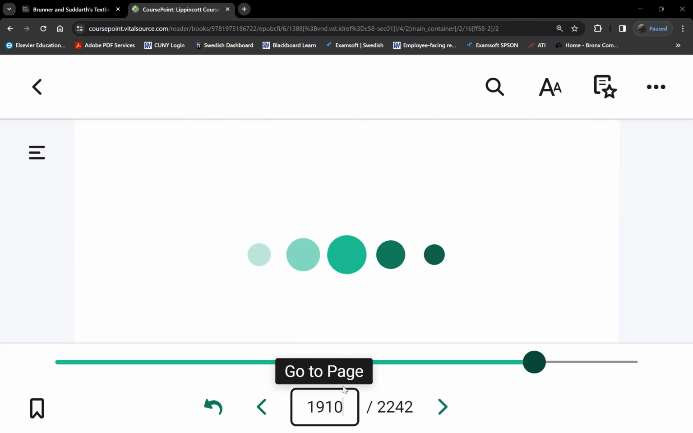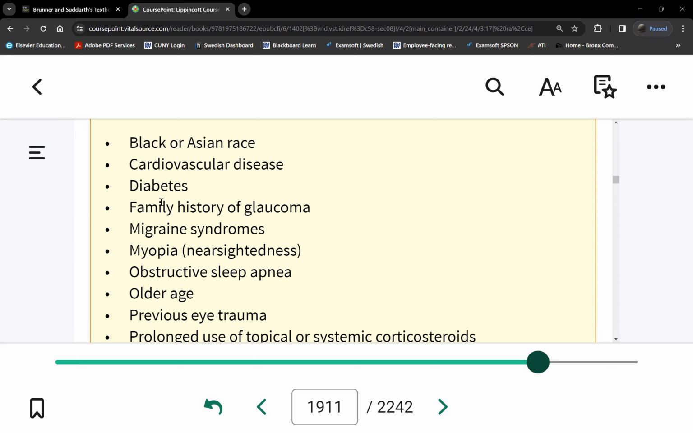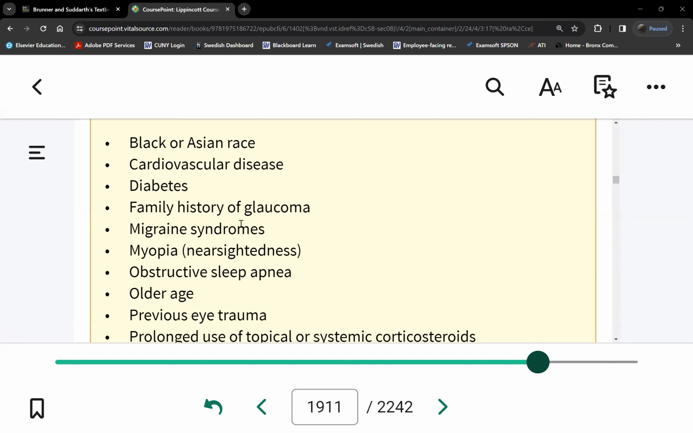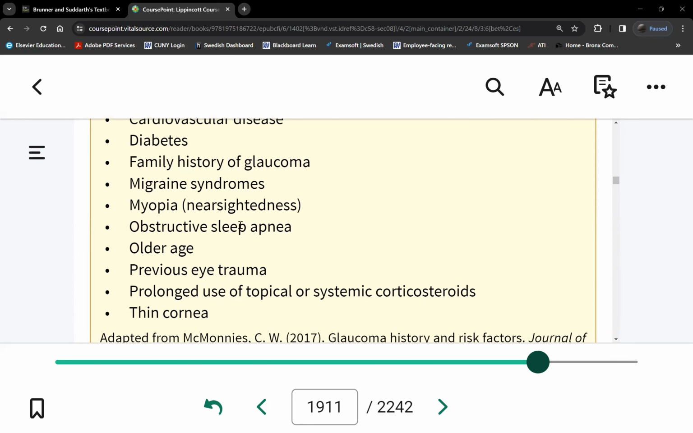If you have heart disease, which causes hypertension, diabetes, which causes slow circulation in microvascular structures, like especially the eye. If it runs in your family, pretty much if you have glaucoma in the family, then most likely you also have diabetes and heart disease, correct? Migraine syndromes, myopia, obstructive sleep apnea. So these are the known risk factors that contribute to glaucoma. So if your family history has these, then you are a candidate for glaucoma.